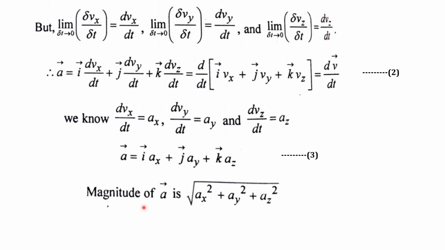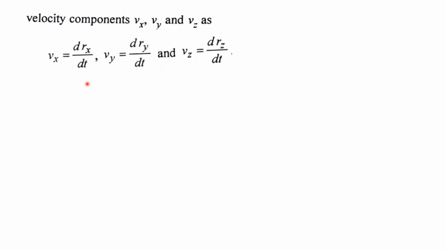The next term: what is the derivative of a position vector with respect to time for an acceleration term? For that purpose, we use the velocity components Vx, Vy, Vz. Now we define them in a different manner. Velocity is the displacement per unit time. Therefore, how do we write the displacement per unit time? Vx is equal to drx by dt. Similarly, Vy is dry by dt, and Vz is drz by dt.